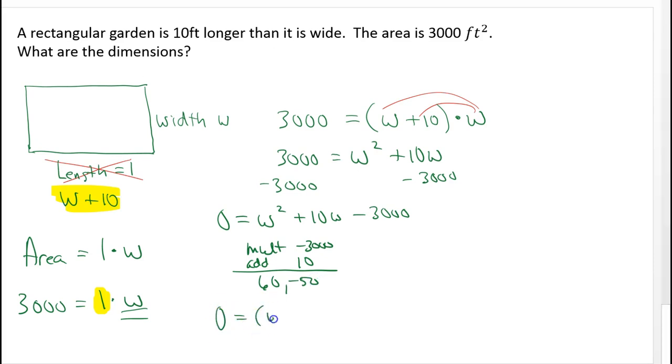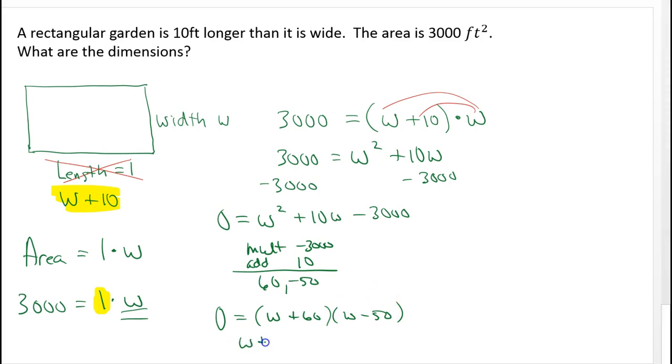Okay, so I'm going to factor. 0 equals W plus 60 times W minus 50. Now, how do you know if you factored it right? Hey, multiply it out. W times W is W squared. W times negative 50 is negative 50W. 60 times W is positive 60W. That would add to be 10W. And 60 times negative 50 is negative 3,000. What do you do next?